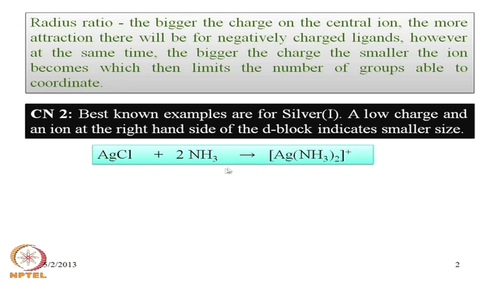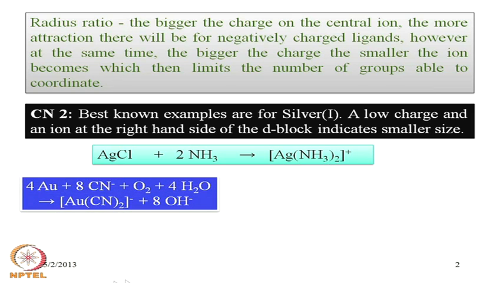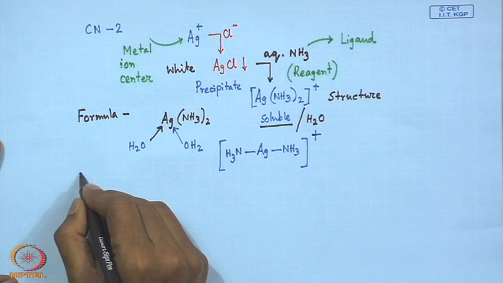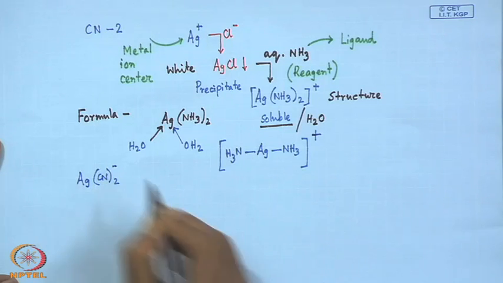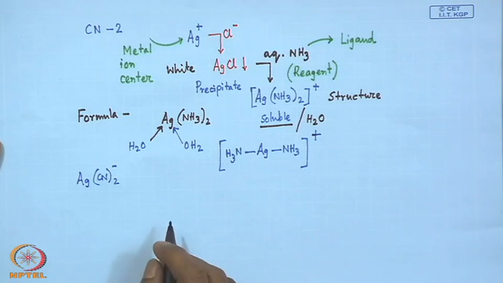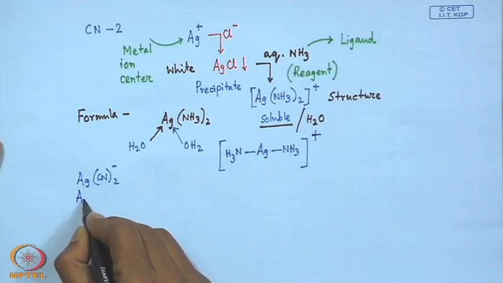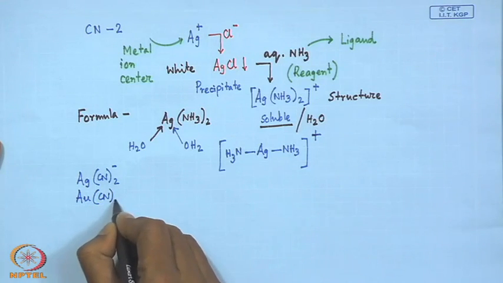And in this particular case, silver chloride reacts with ammonia giving Ag(NH3)2 plus, which we have seen just now. Similarly, if we change the ligand from ammonia to cyanide, we get another species where the ligand is the anionic one. So, what will be the corresponding structure if we have cyanide on silver or on gold.